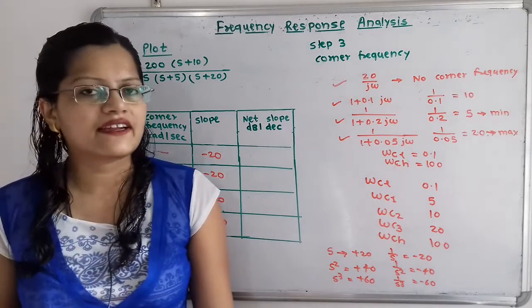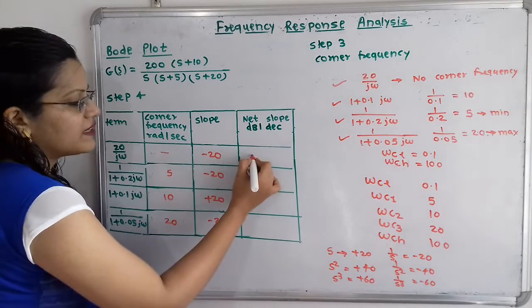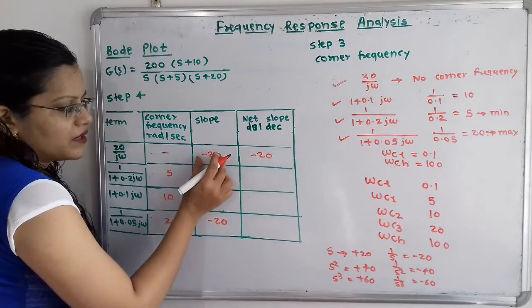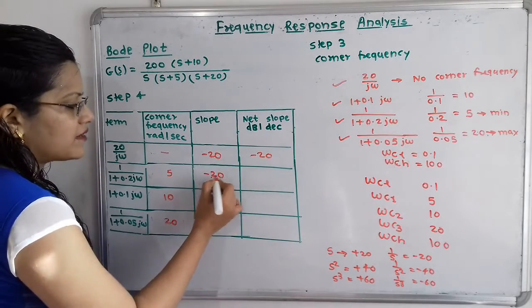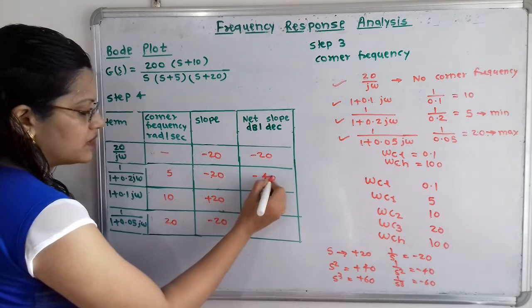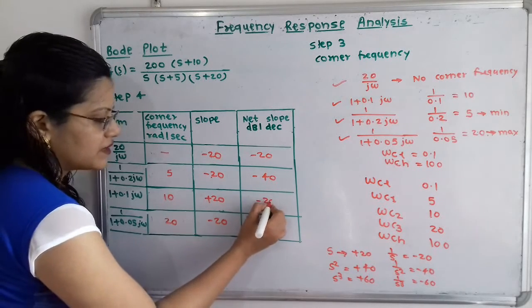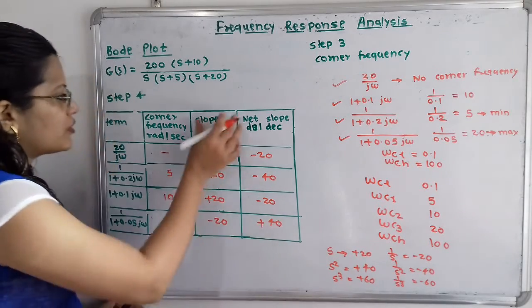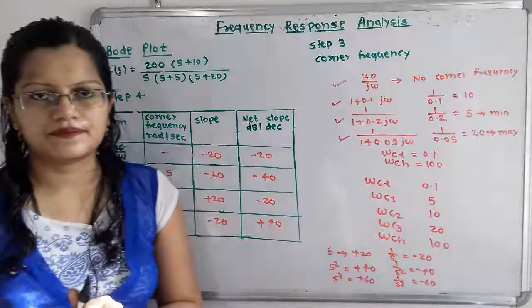Now we will select the net slope. How to select the net slope? First I will take it as it is, that is minus 20. So we have to carry this number as it is for the first row. Then minus 20, that is minus 40. Then minus 40 plus 20, that is again minus 20, and minus 20 plus 40. In this way this fourth step is getting completed.